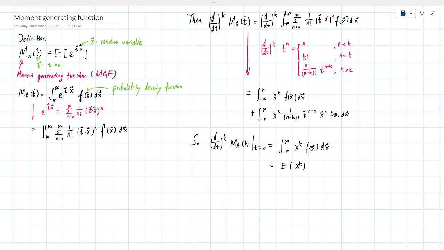Let's talk about the moment generating function. The moment generating function is a very useful tool to calculate the moments of a distribution function. The definition is this: M_X(t) is the notation for the moment generating function. It is the expectation value of the exponential of tX, where X is a random variable with a probability distribution.